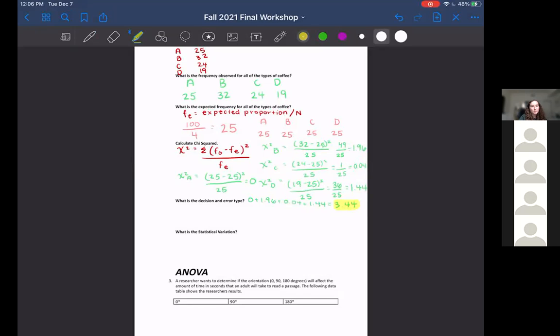So that's going to be a poll. Should we reject or retain the null? And based on that, is it a type 1 error or a type 2 error? So our chi-squared critical was 7.815. Even if you don't go over this in class, it's the same rules as rejecting or retaining on a t-test, so you should be able to at least guess on that part.